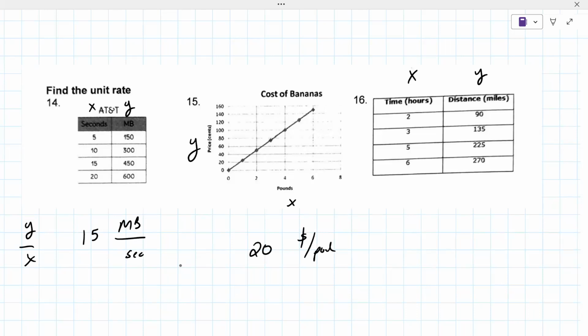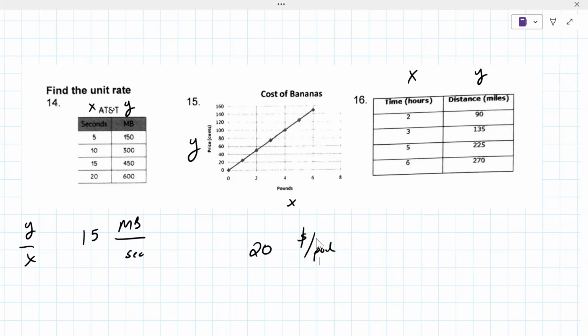Okay, next one. And the dollar sign goes on the right side, right? Or does it go on the left? Normally it's on the left of the number, but when you're doing a unit rate, you put it on the top or on the bottom. I'm trying to give you a few variations on how you might see this.